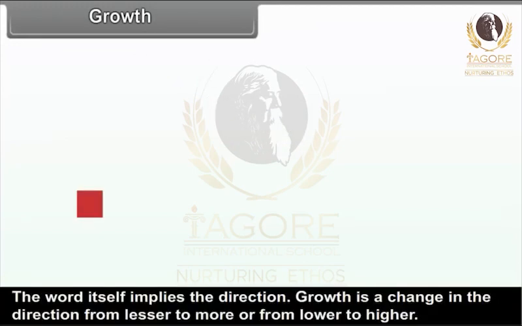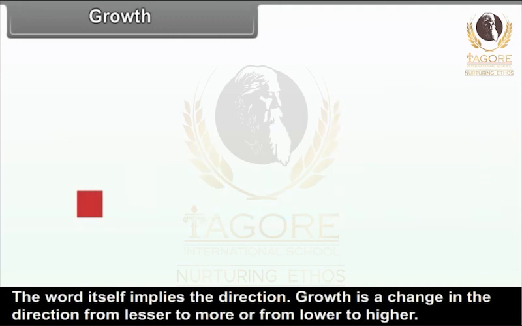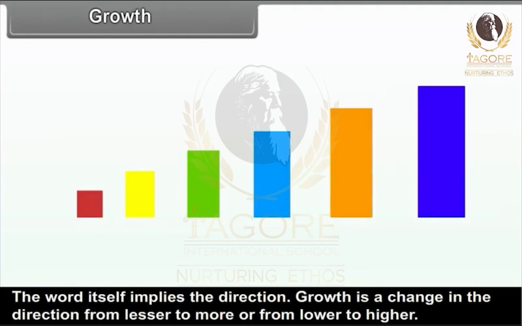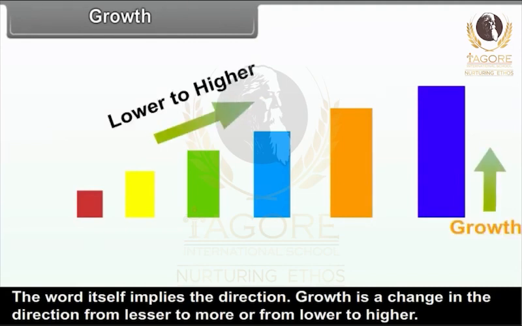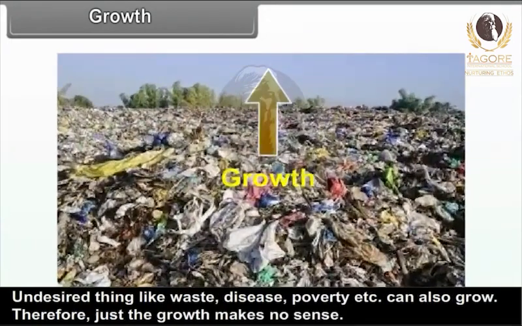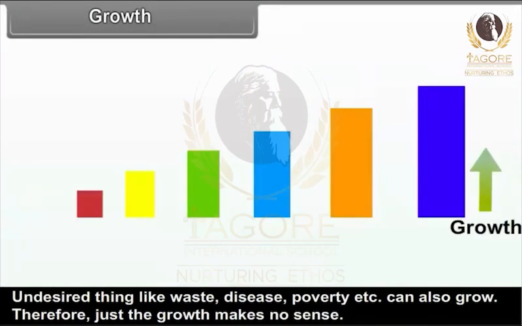Growth. The word itself implies direction. Growth is a change in the direction from lesser to more, or from lower to higher. However, one must watch what is growing. At times, unwanted things may grow. Undesired things like waste, disease, poverty, etc. can also grow. Therefore, just growth makes no sense.